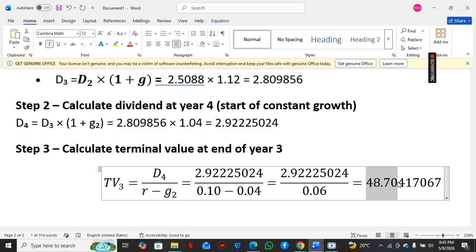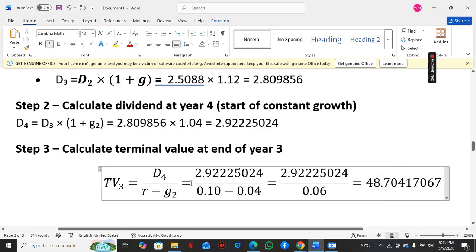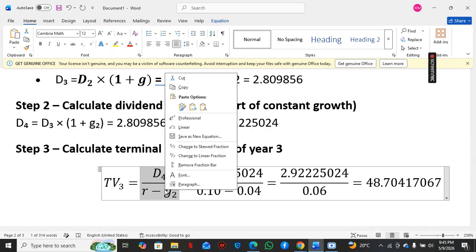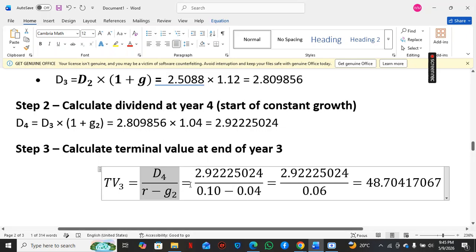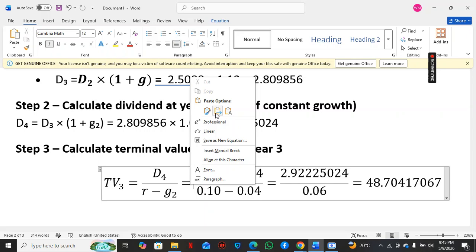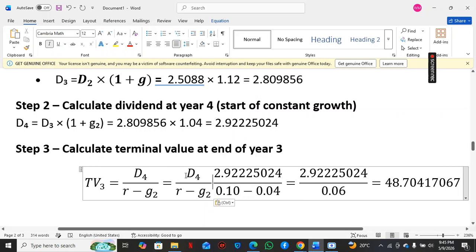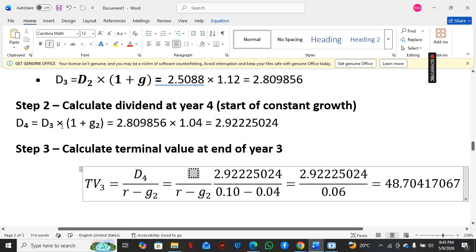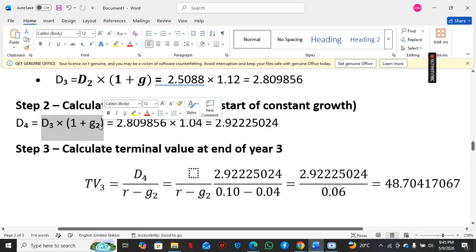So as I said earlier on, you can combine step 3 with step 2, because when calculating the terminal value, D4 is the same as this.